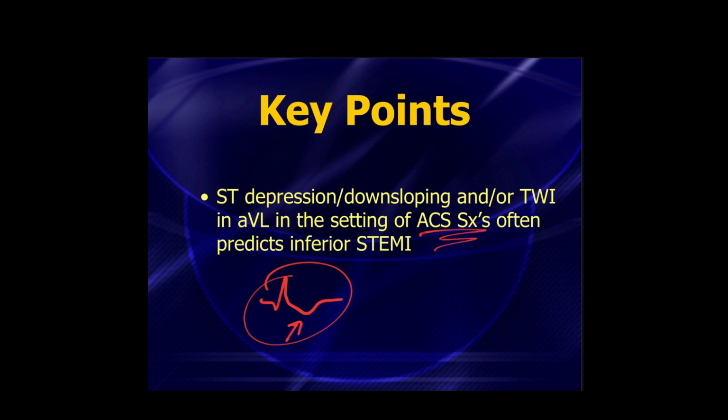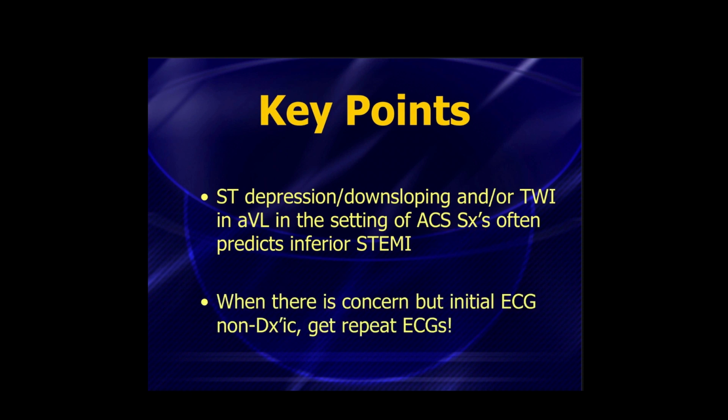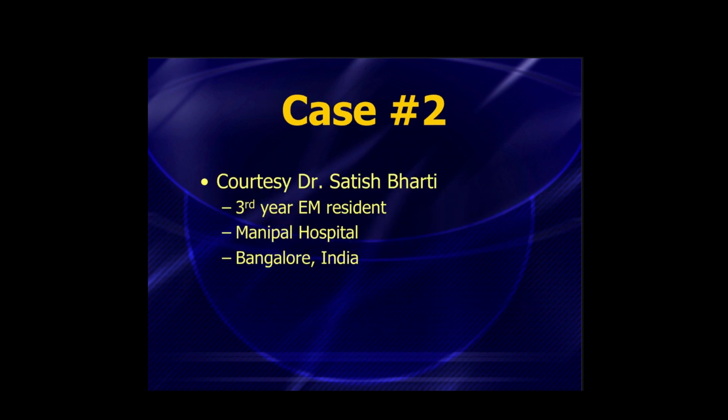This is a key point that Henry Marriott, one of the true masters of electrocardiography in the history of ECGs, talked about 30 or 40 years ago. It's still not well disseminated. We've got to disseminate this information. When there's concern, even if that initial ECG is non-diagnostic because the ST elevation hasn't occurred yet, and the patient has concerning symptoms, get repeat ECGs. Especially when you see AVL showing this reciprocal change, get a repeat 12-lead, because you may be surprised in the next half an hour, 45 minutes, 1 hour, you may then diagnose the full-blown inferior wall STEMI.